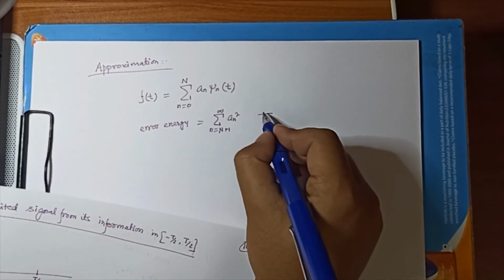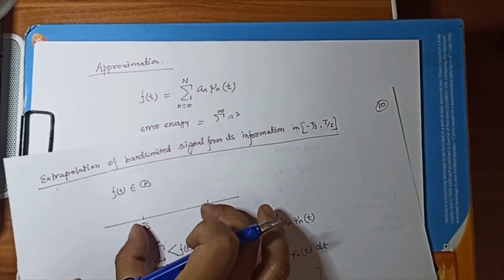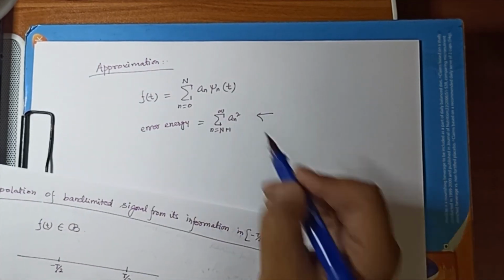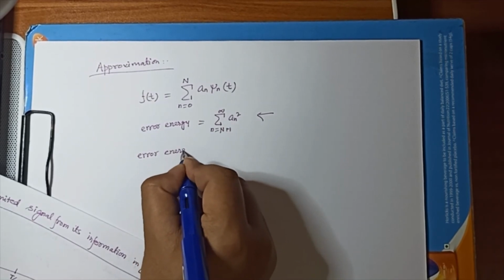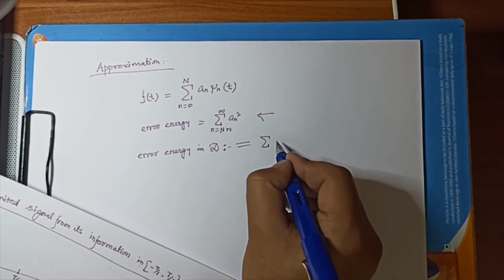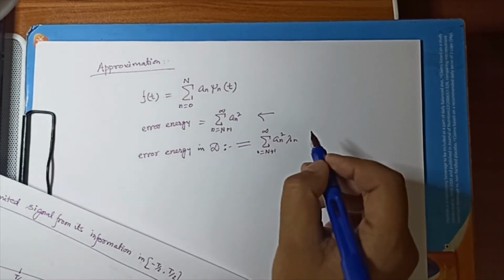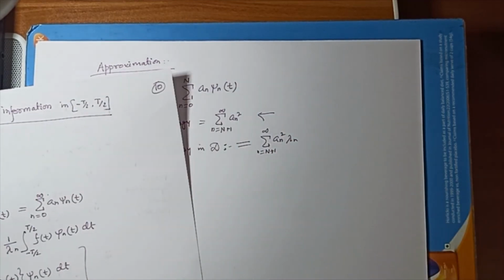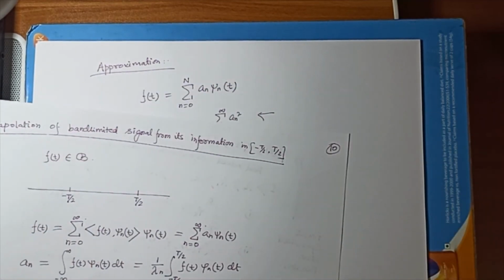This is if you are talking about the signal in the entire interval, but if you are talking about the signal in this minus T/2 to T/2 interval, then there will be a factor lambda_n as well. So the error energy in the time interval in set D will be equal to the summation of a_n squared lambda_n, n equal to N plus 1 to infinity. And by choosing lambda_n properly, you can fix the capital N, by which you can do the approximation. So these are the techniques by which you can do different kinds of applications.